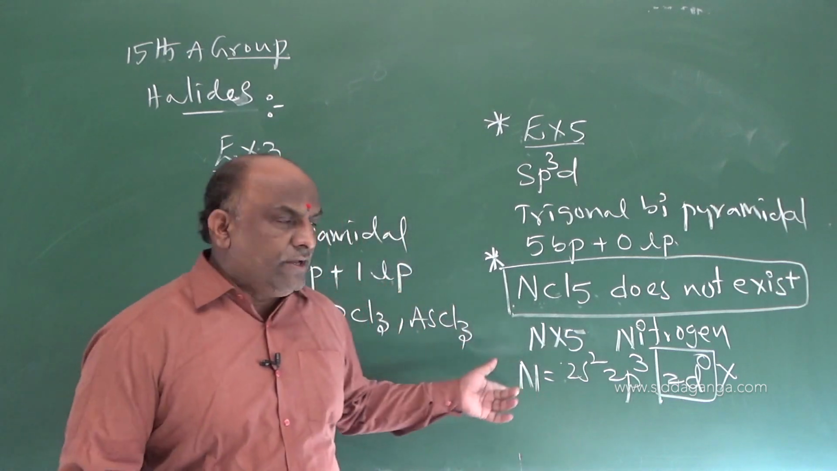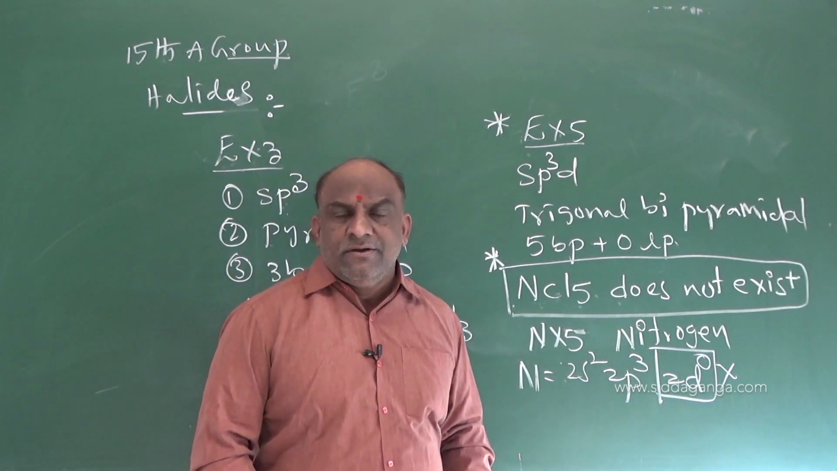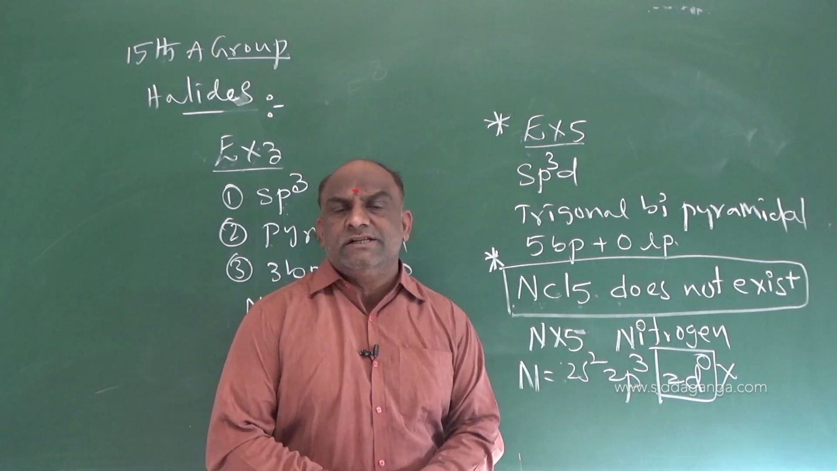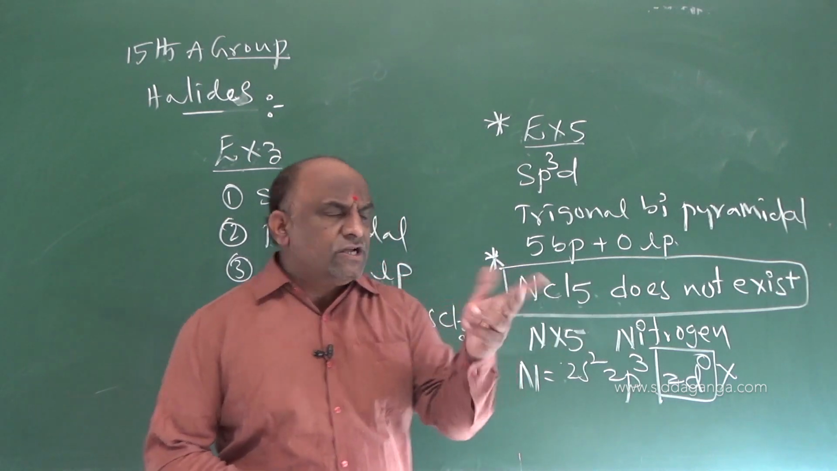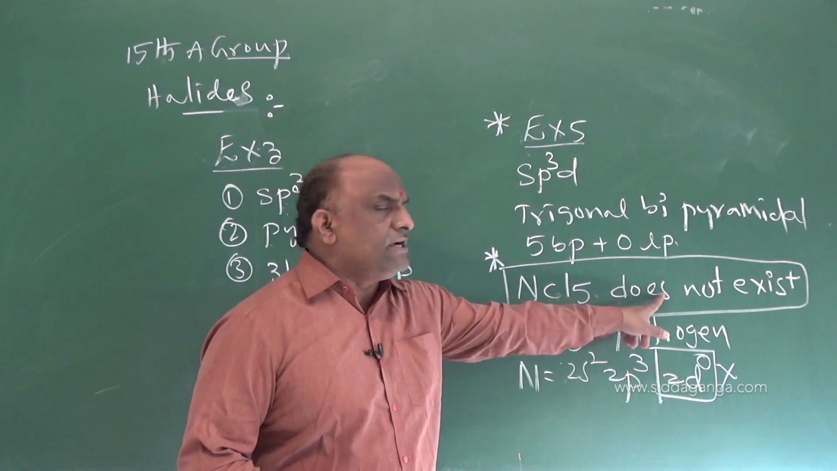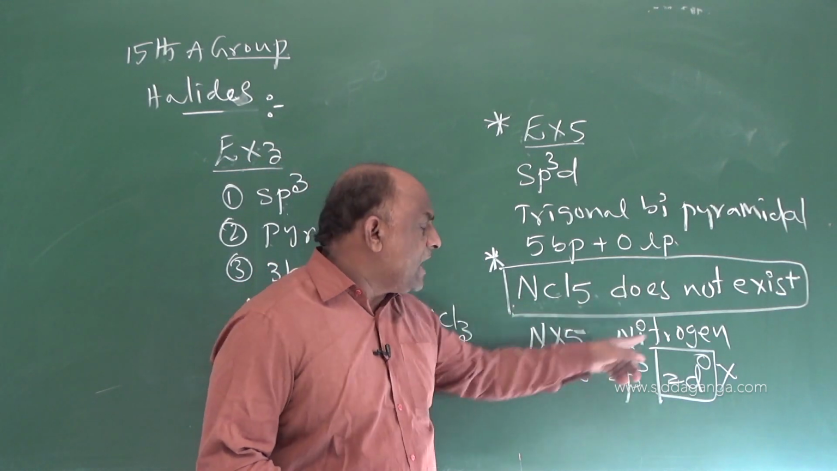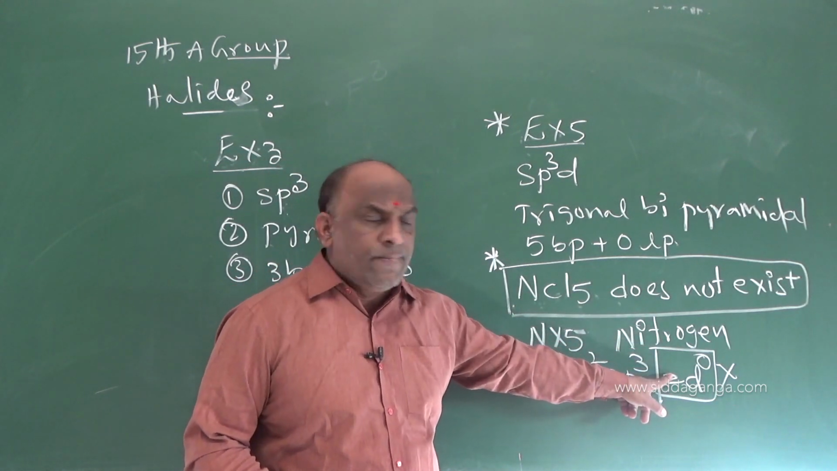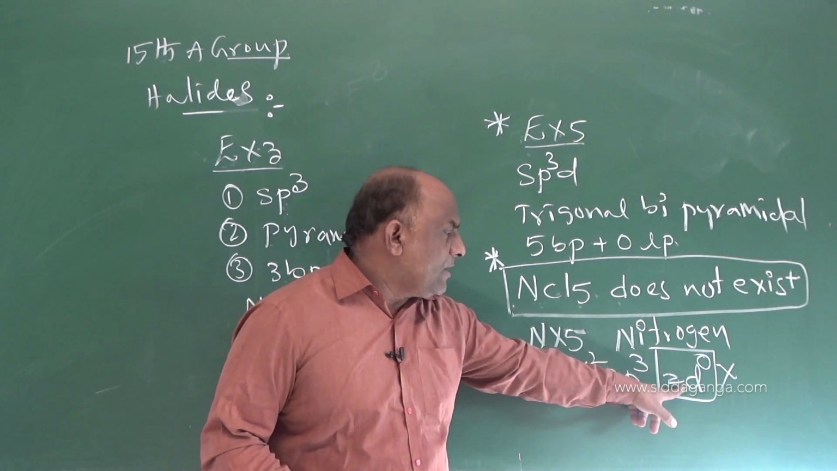The question will be like this only. PCl5 exists while NCl5 does not exist. What is the reason? Why does NCl5 not exist? Nitrogen doesn't have vacant d orbitals.